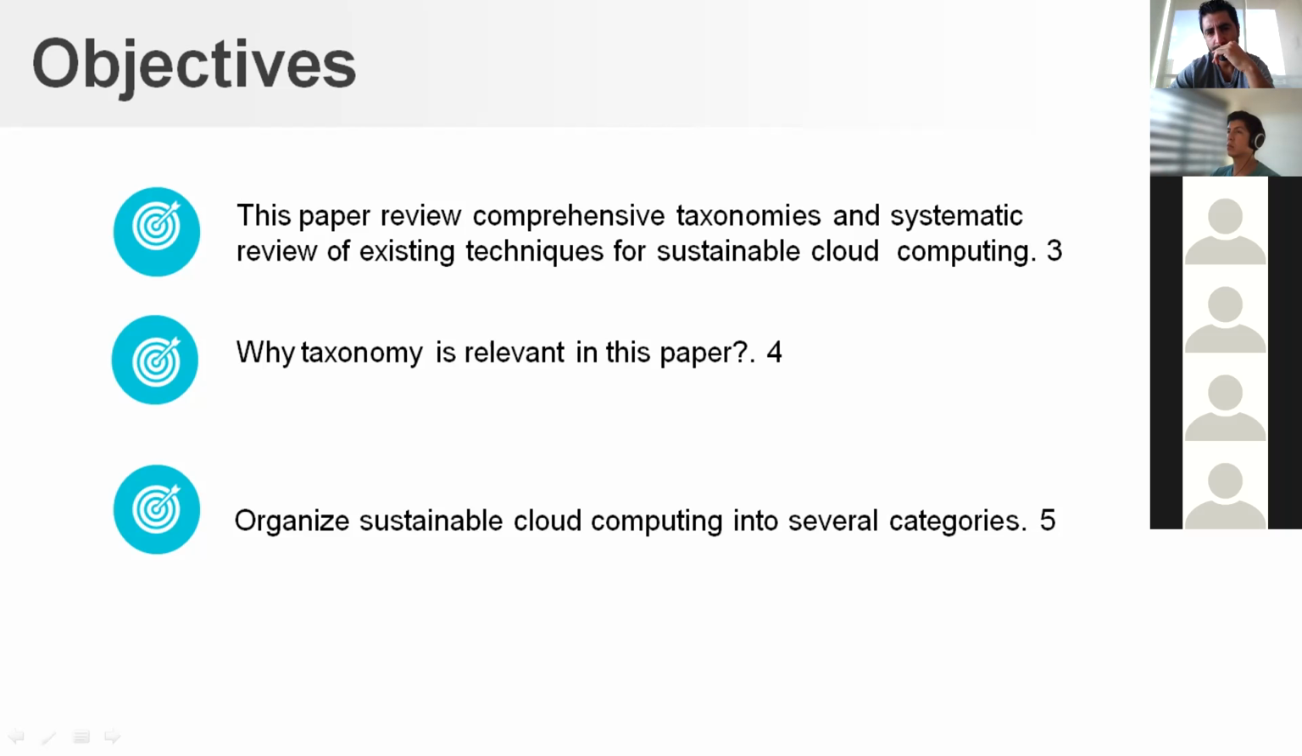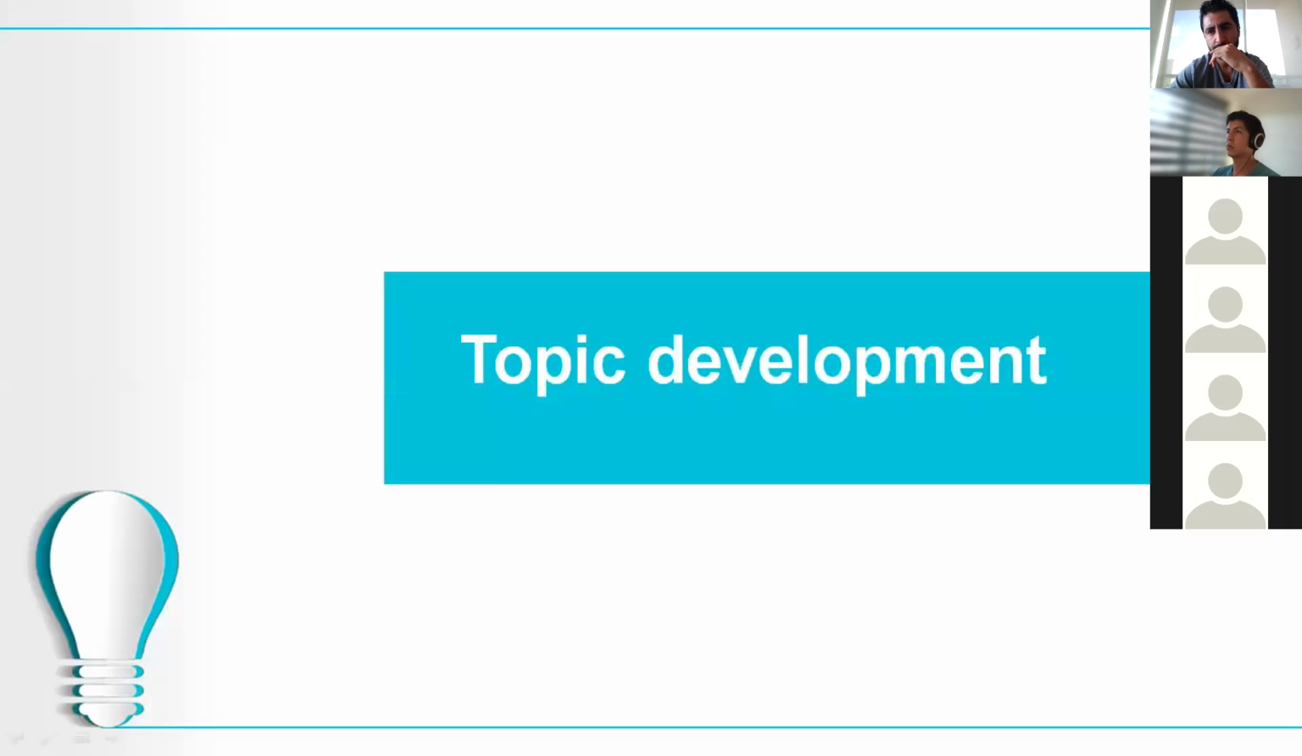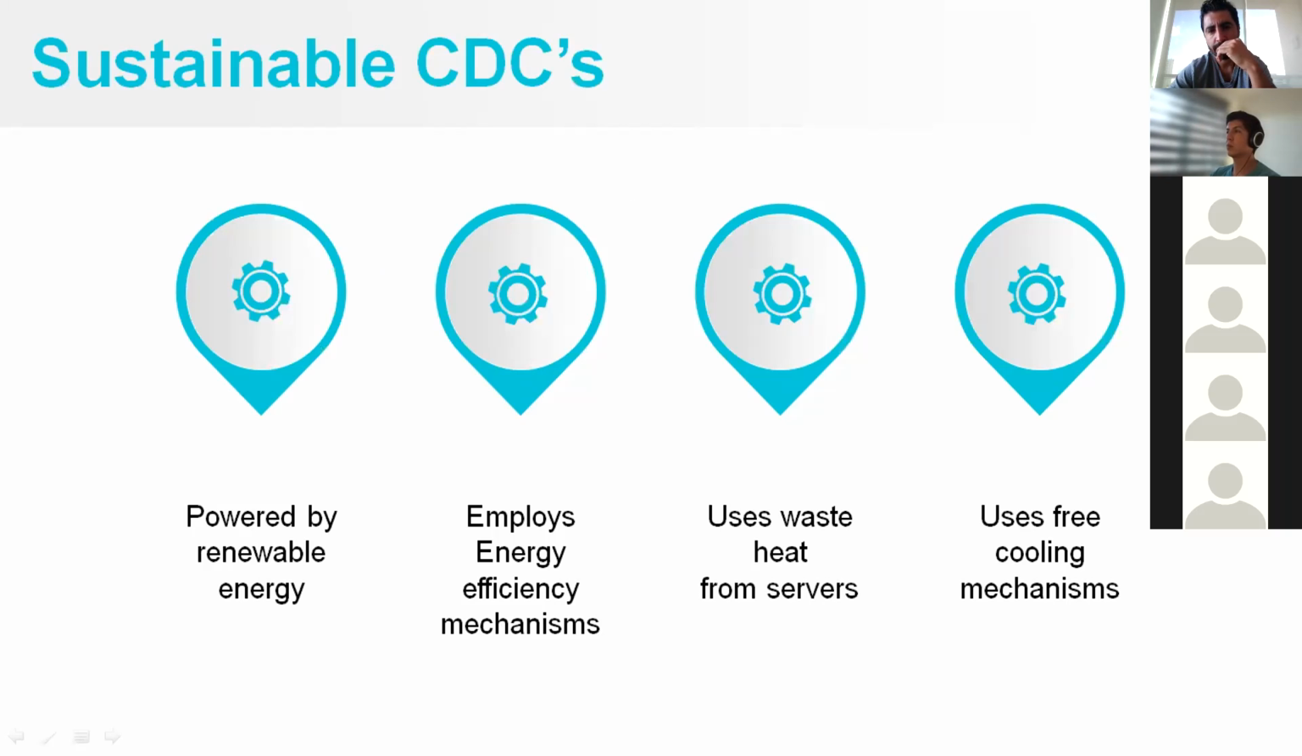And also it's relevant to know that since different sustainable structures exist, it is important that these are classified. And the systematic review comes in how all the taxonomies are presented and described. Okay, now for the topic development. Well, first of all, we must check how CDCs can be sustainable.